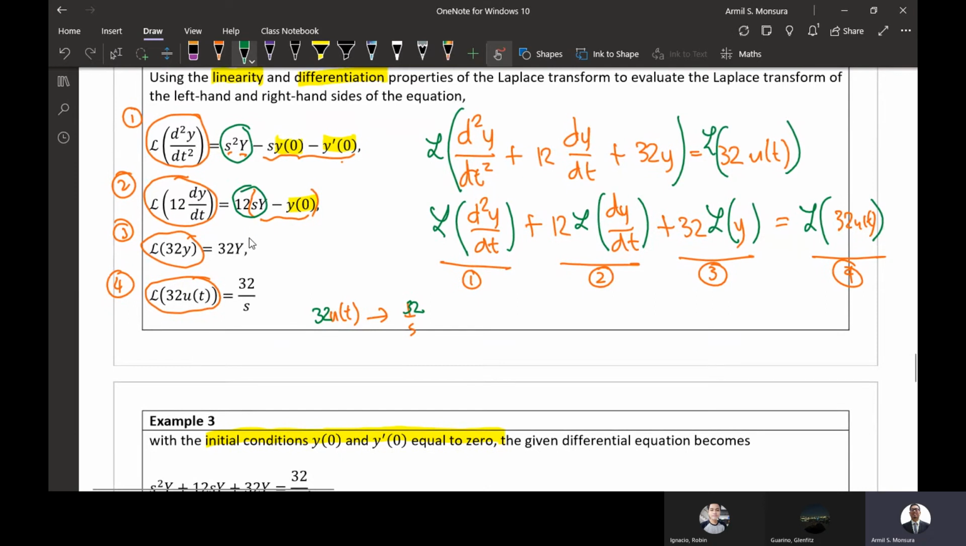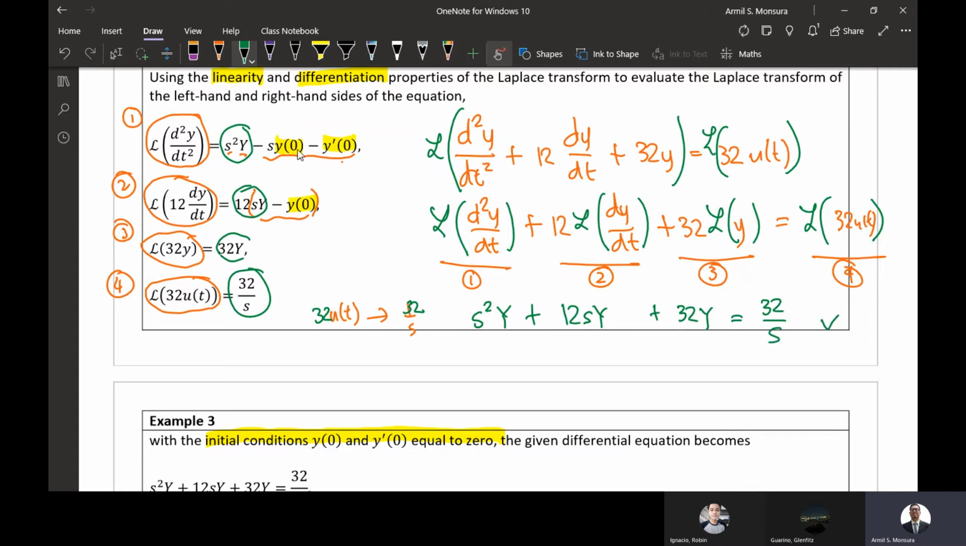12sy, 32y, at saka ito. So, ibig sabihin na magiging Laplace transform ngayon nito ay simply s square y na lang. Okay? Plus ito ay 12 sy. Okay? Ito, ang magiging Laplace transform niyan ay 32y na lang. And then ito, magiging 32 over s. Yan na lang yung maiiwan dyan.